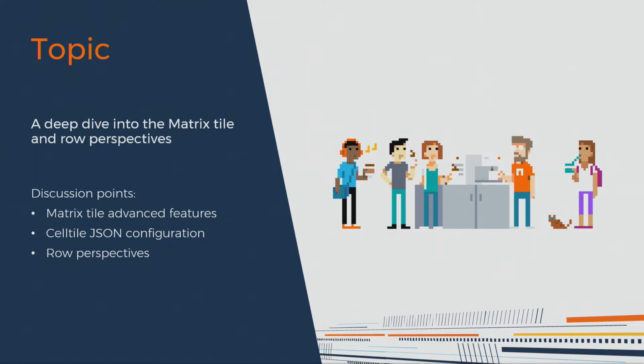And then finally, we're going to look at row perspectives and how you can customize this, most importantly, so that you can have this stuff show up in the matrix tile by default, but also within VADA. So if you've ever gone to Analyse mode and wondered if you can change all the stuff that shows up there, well, you will be able to after this webinar.